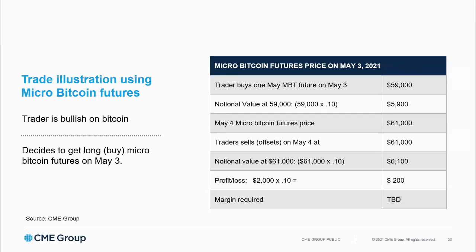The next day, May 4th, the price of Bitcoin has appreciated $2,000, so this trader wants to offset their position on May 4th. They want to sell their position at $61,000. Their position now has a notional value of $6,100. So if they get filled, they sell their position at $6,100 and make a profit of $200. So here's a simplified example of how a bullish trader can express an opinion on a micro Bitcoin futures contract.